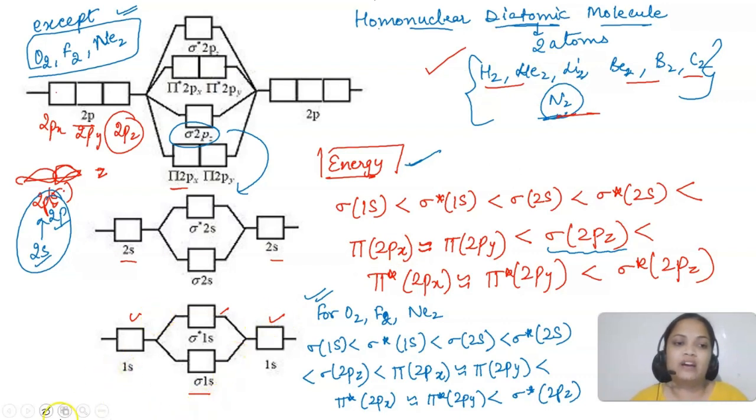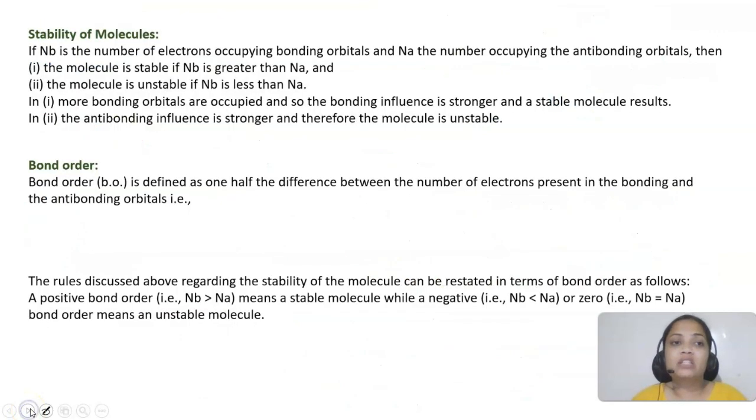Okay, this is what we have to remember. All right. So now let's talk about various other factors that we can tell using the molecular orbital theory. The first is stability of molecules. Okay, so here what we do is, let's say Nb is the number of electrons in bonding orbitals and Na is the number of electrons in the anti-bonding orbitals.